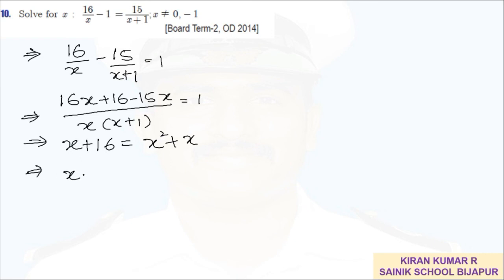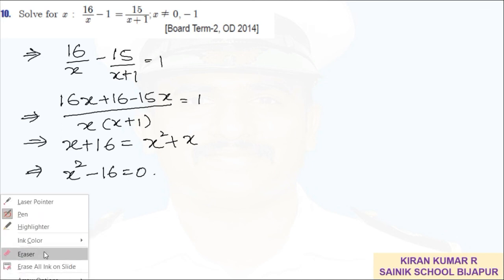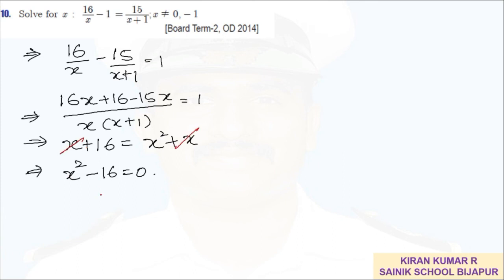Further, x square minus 16 will be equal to 0. The reason is here we have x getting cancelled. So x square will be equal to 16. x will be equal to plus or minus root of 16. So x value is positive 4 or negative 4.